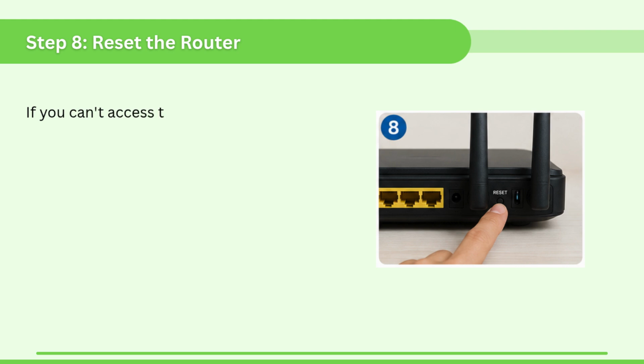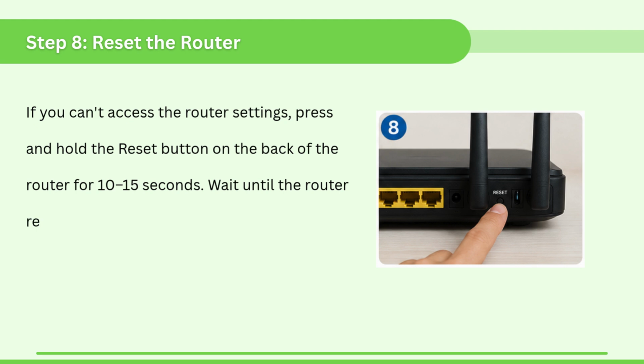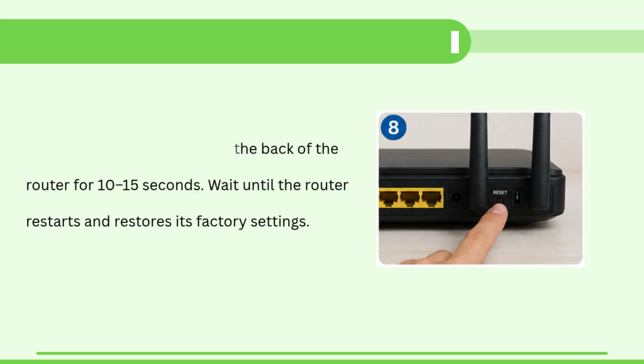Step 8. Reset the router. If you can't access the router settings, press and hold the reset button on the back of the router for 10 to 15 seconds. Wait until the router restarts and restores its factory settings.